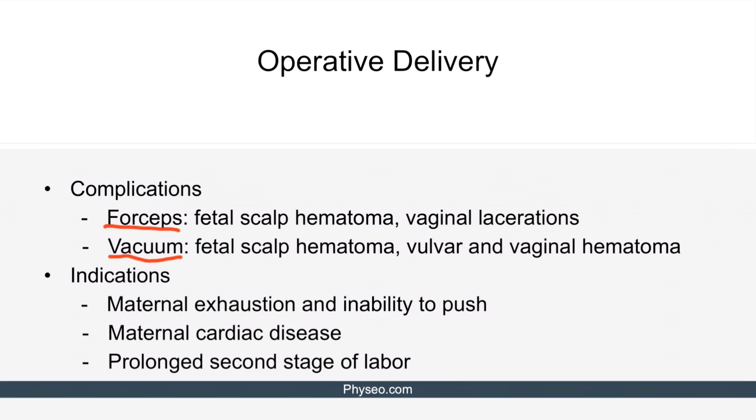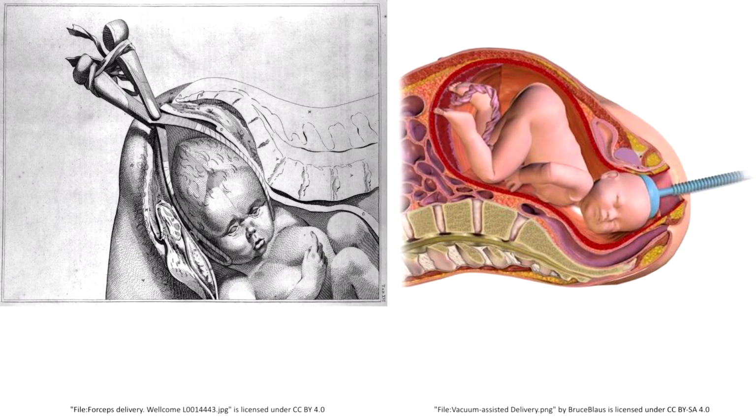Forceps delivery can be associated with fetal scalp hematoma, intracranial hemorrhage, and maternal vaginal lacerations. Vacuum delivery can also be associated with fetal scalp hematoma, vulvar and vaginal hematomas, and anal sphincter injury. Indications for operative vaginal delivery include maternal exhaustion and inability to push, maternal cardiac disease, and a prolonged second stage of labor. Here we see the comparison between forceps and vacuum delivery.